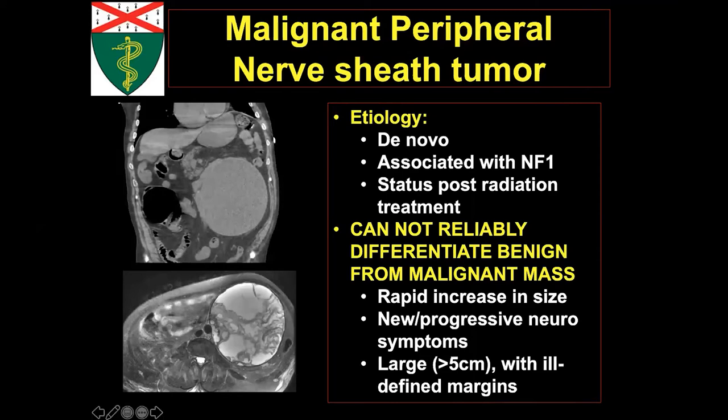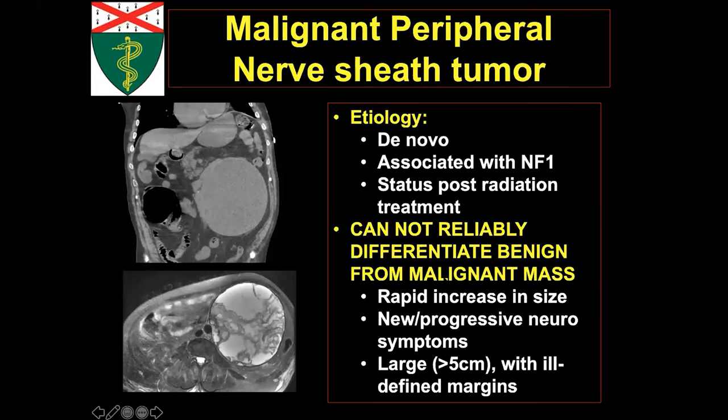These can arise de novo. They can also be associated with NF1, and they can also be seen occasionally status post radiation treatment. So particularly if you have young patients who got radiation in the belly, perhaps for a tumor like lymphoma when they were young, over the course of a decade or so, they can potentially develop these malignant peripheral nerve sheath tumors.